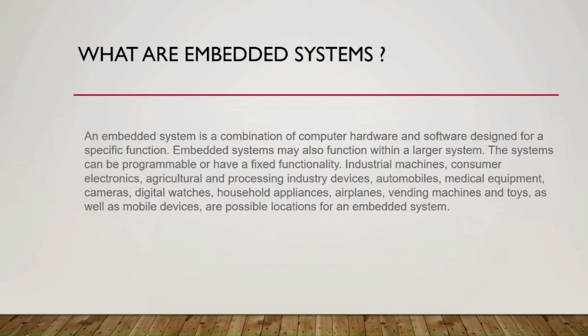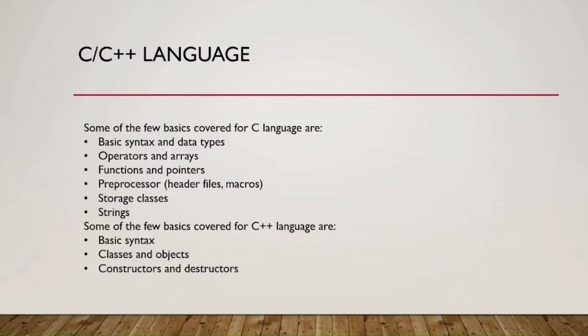An embedded system is a combination of hardware and software designed for a specific function. An embedded system may also function within a larger system. This system can be programmable or have a fixed function. Examples are industrial machines, automobiles, medical equipment, cameras, digital watches, and household appliances. Then we learned about C language and C++.